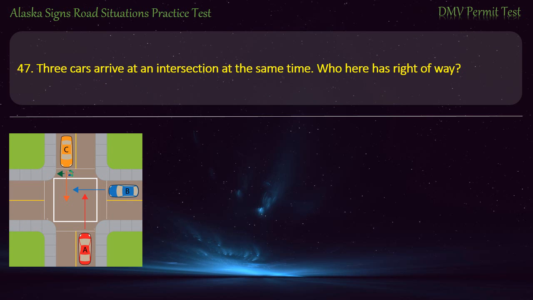Question 47. Three cars arrive at an intersection at the same time. Who here has right of way? Car B. Car C. Car A. The pedestrian. Answer. The pedestrian.